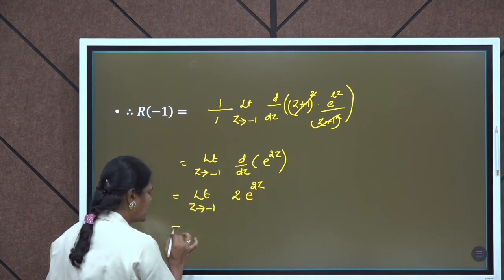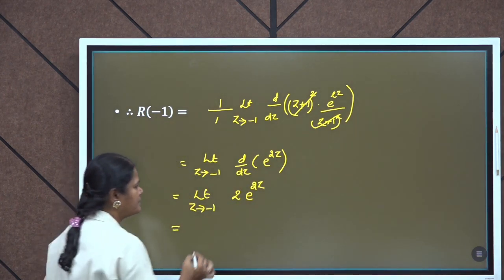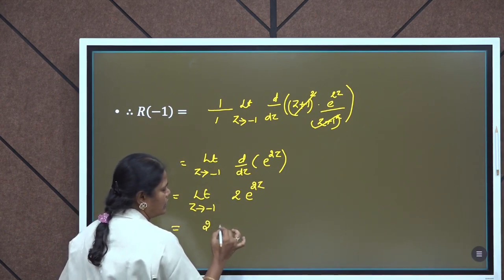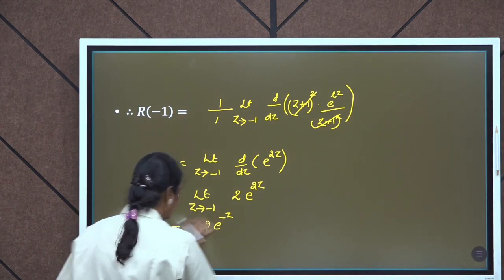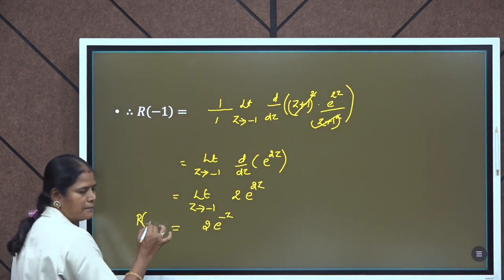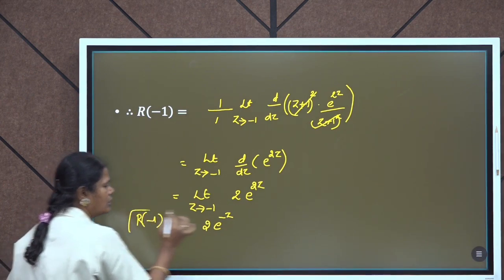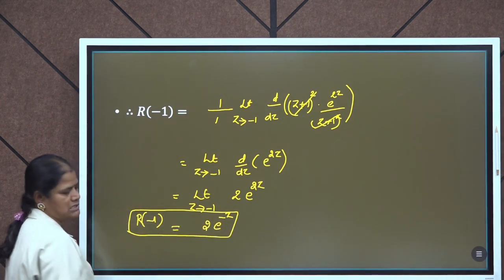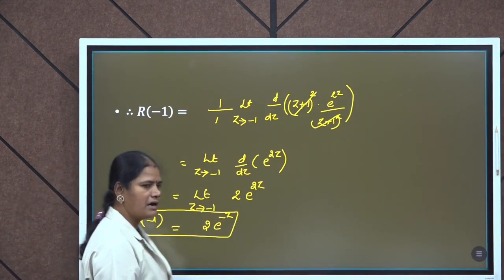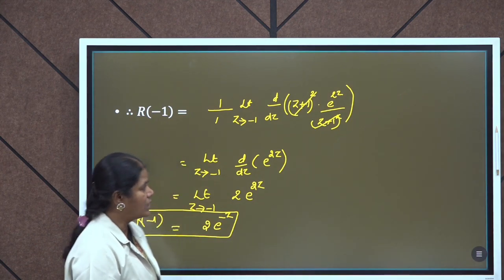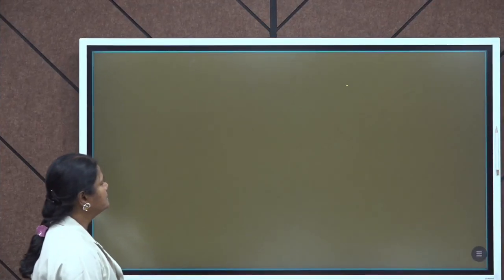Afterwards you can substitute the limit as z tends to minus 1. Then what will come? 2 into e power minus 2. Therefore, the residue at minus 1 is equal to 2 into e power minus 2. Okay. Next problem.